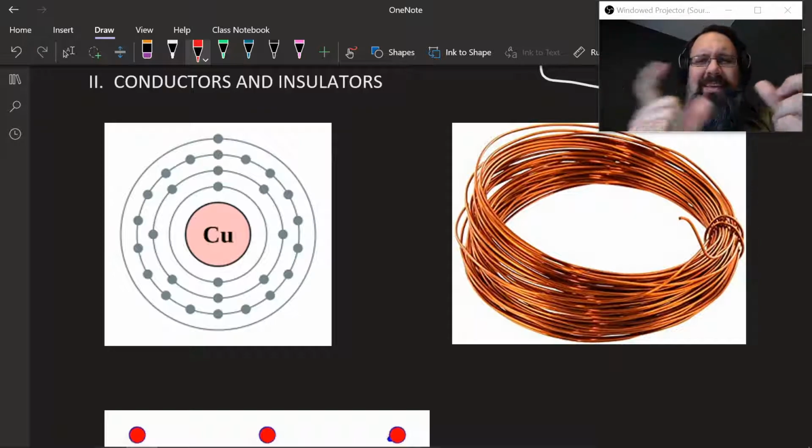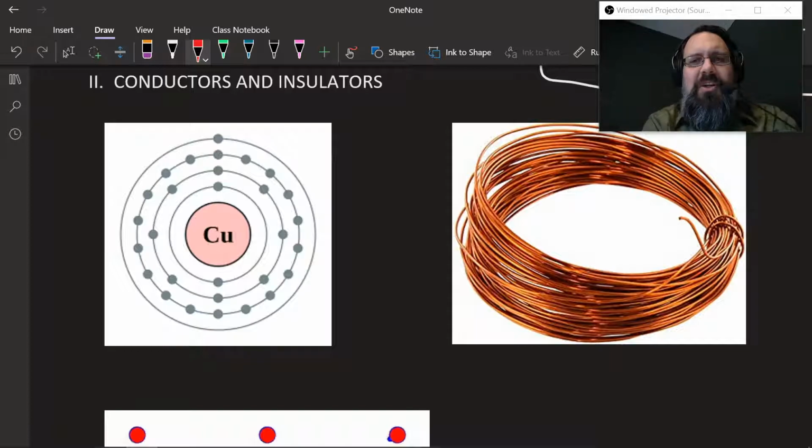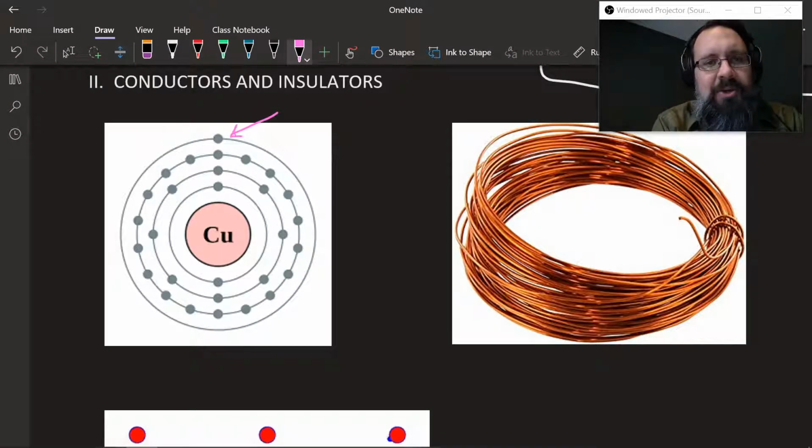Now, the way the electrons orbit around the atom is really complicated. You'll learn about that in chemistry next year. But all that we care about right now is the fact that there's this one electron way out there, far out, and we call that a free electron.